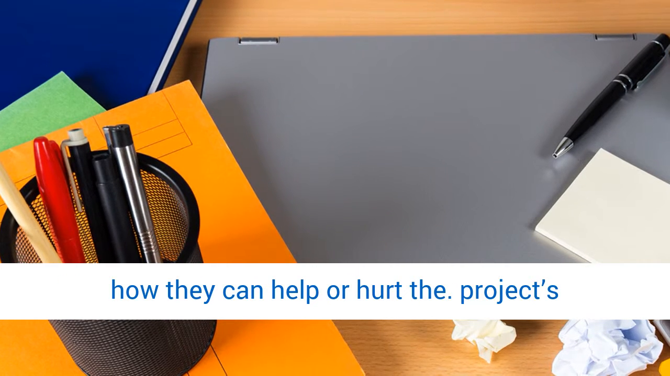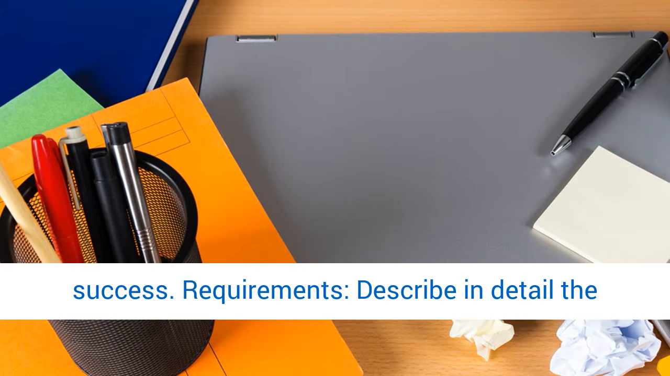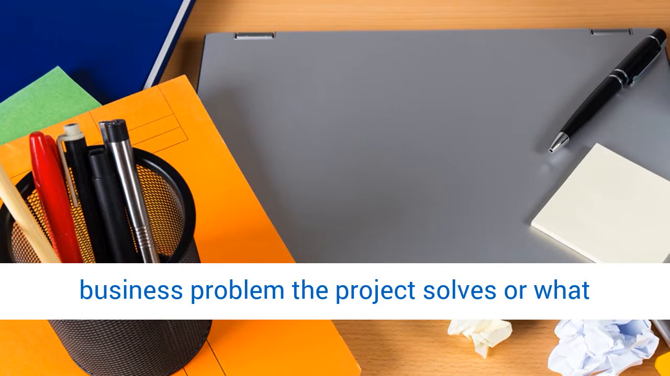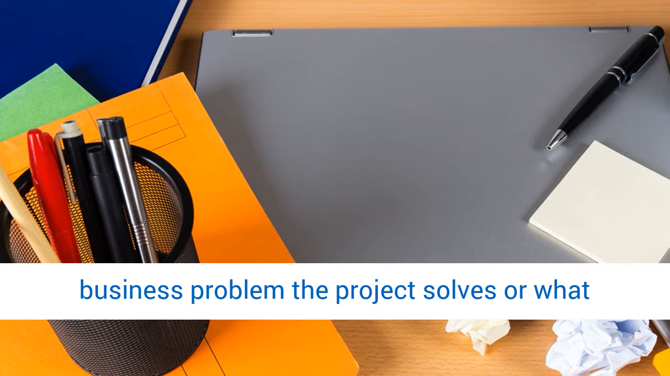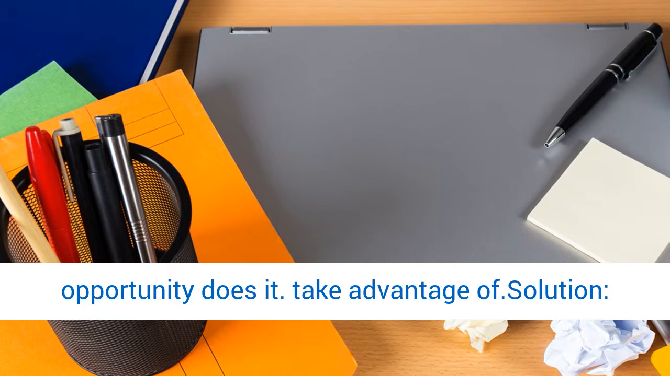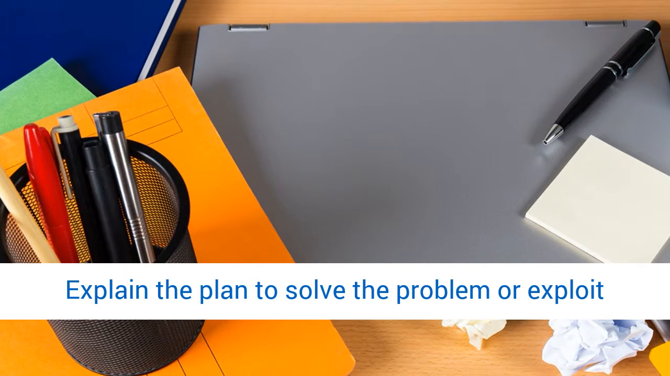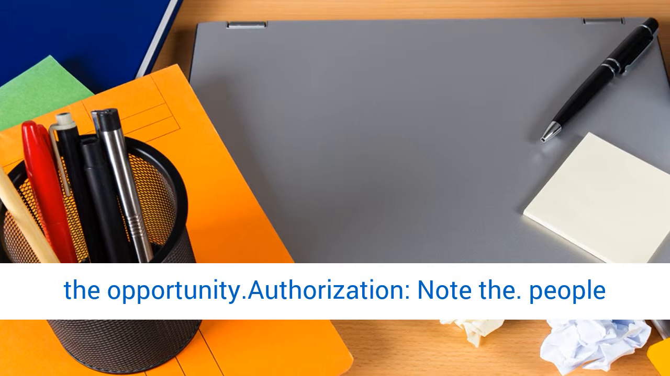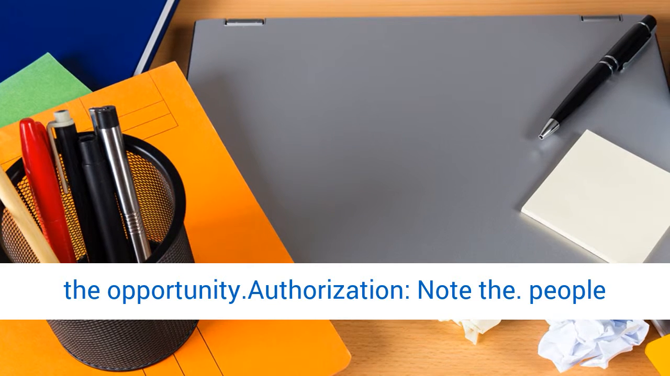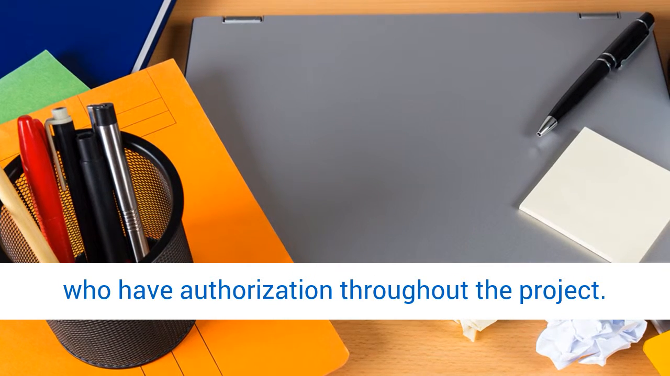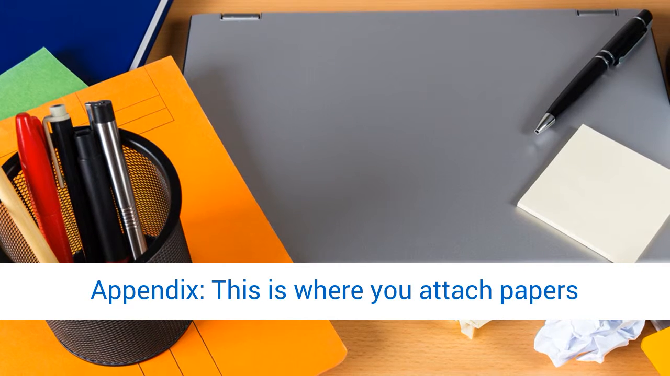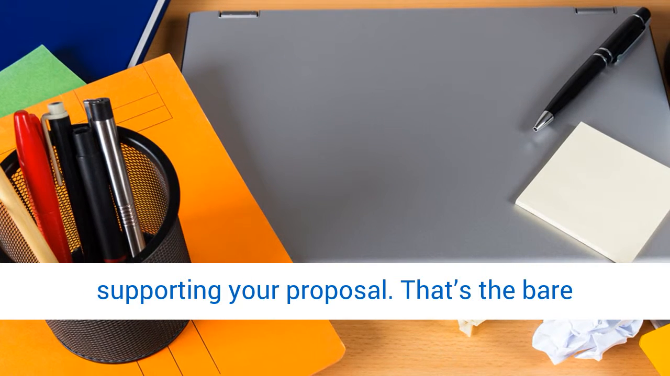Requirements: describe in detail the business problem the project solves or what opportunity it takes advantage of. Solution: explain the plan to solve the problem or exploit the opportunity. Authorization: note the people who have authorization throughout the project. Appendix: this is where you attach papers supporting your proposal. That's the bare minimum, of course.